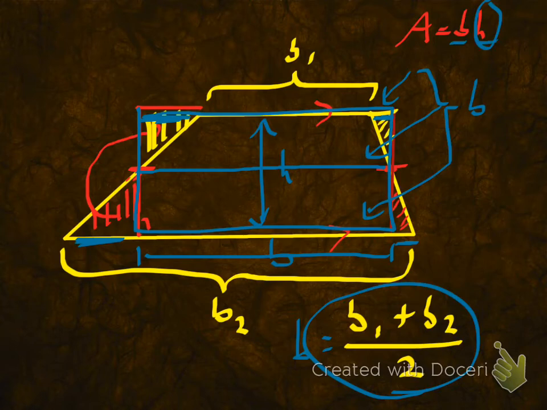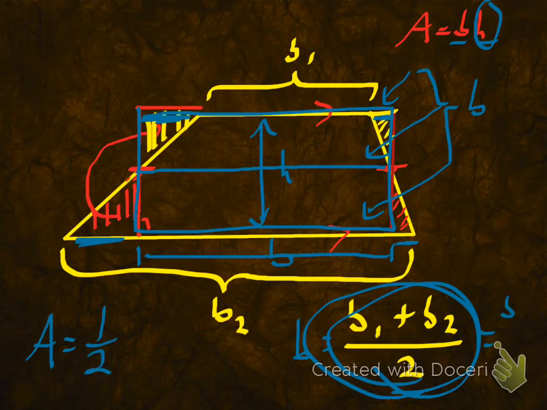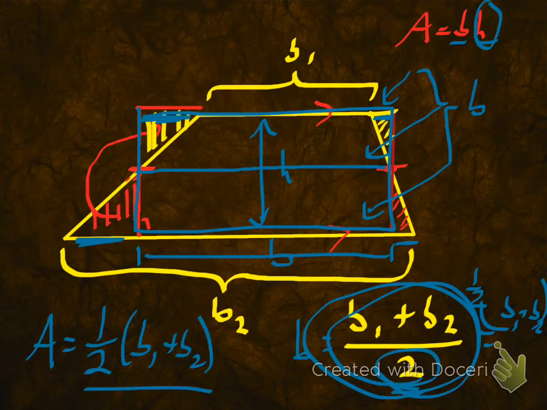What most people like to do, though, is they like to build this part right here into the formula. So if we do that, the area of a trapezoid is 1/2, which is the same thing as this. This is b1 plus b2 in parentheses, all times a half. That's the same thing as dividing it by 2. So we're going to do 1/2 of (b1 plus b2), which, again, is the same thing as finding the average of b1 and b2, and then we're going to multiply that times the height.